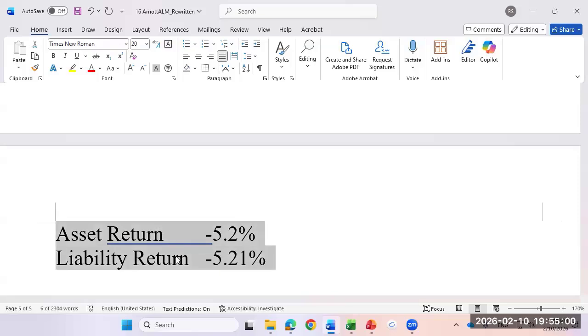This is not what Arnott is recommending. He's still recommending they take some risk, put some stocks in a portfolio, but just that 14%, that's the long tail, at least hedge that out, get rid of some interest rate risk.